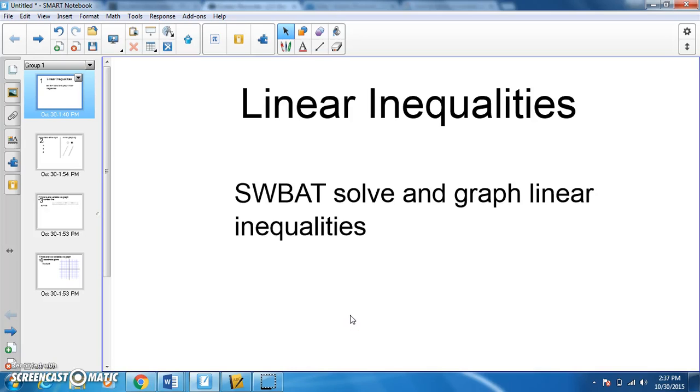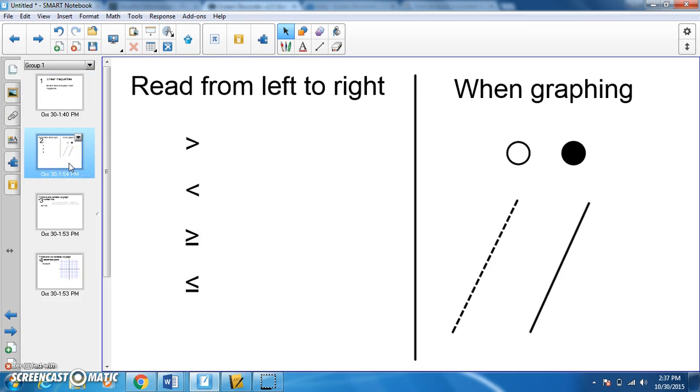Hey guys, so today we're going to talk about linear inequalities. You're going to be able to solve and graph linear inequalities. So first, we have to talk about what each of these symbols mean.